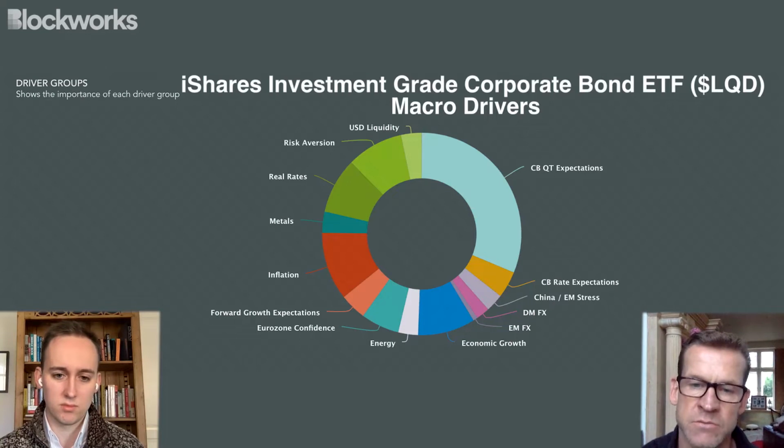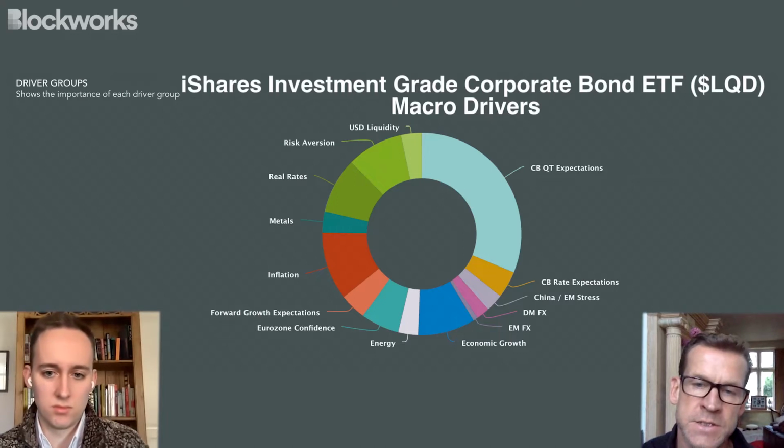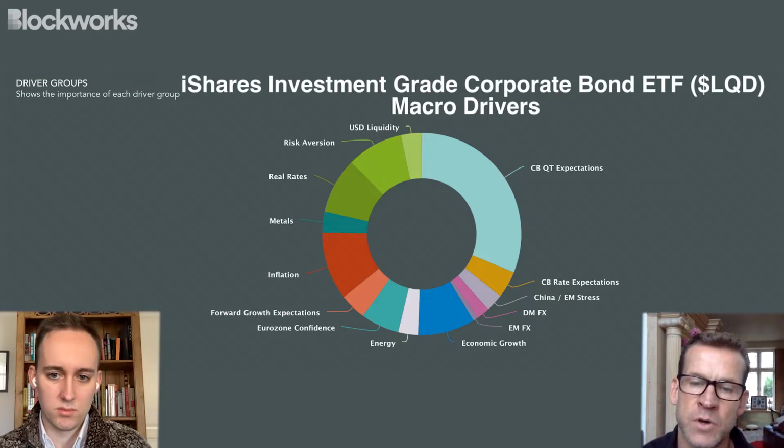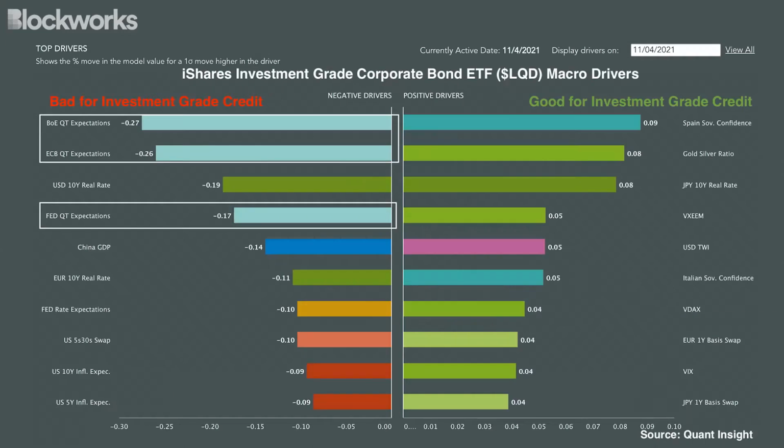Of that 80%, which factor is doing most of the driving? That's what the pie chart is showing you. At the moment, just shy of a third of model explanatory power comes from our quantitative tightening expectations driver. And if we go down to look at the histogram, you can see they're all negative, whether it's Bank of England, ECB, or Fed QE expectations, QT expectations. They're all negative, i.e. lower rate vol, ongoing QE is consistent with the LQD ETF going higher. So that's basically saying that investment grade credit needs the Fed to maintain quantitative easing.